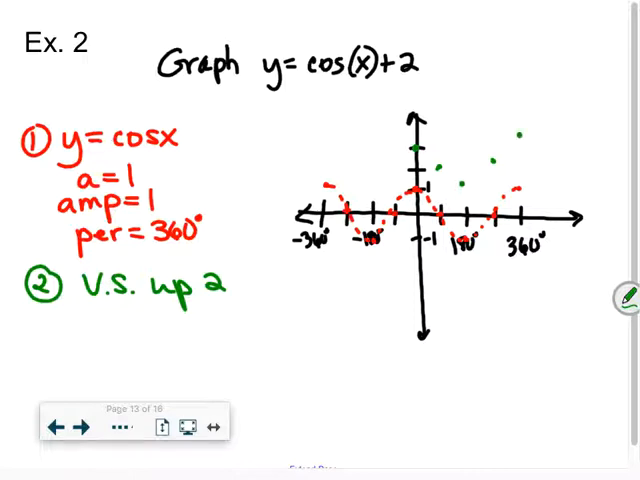Up two. And if you're kind of getting the pattern and the rhythm of it, you don't have to physically move the other ones up two, just follow your pattern.